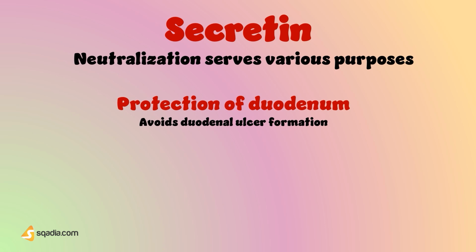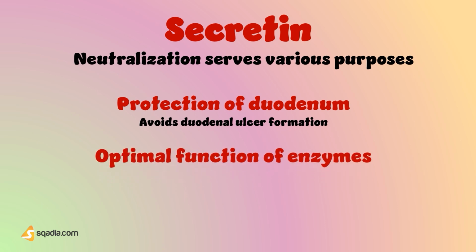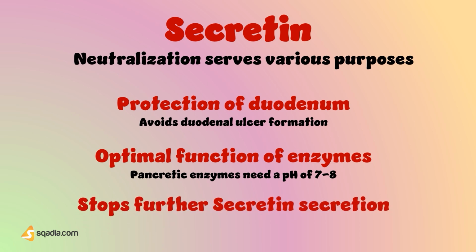It also provides an appropriate pH for optimal function of enzymes, as pancreatic enzymes need a pH of around 7 to 8 to function properly. Finally, since the acid pH is the main mechanism responsible for the secretin secretion, the neutralization will stop the release of secretin, or until another meal comes by.